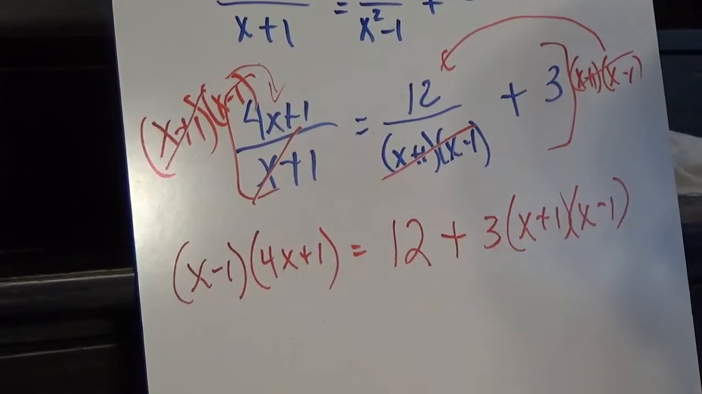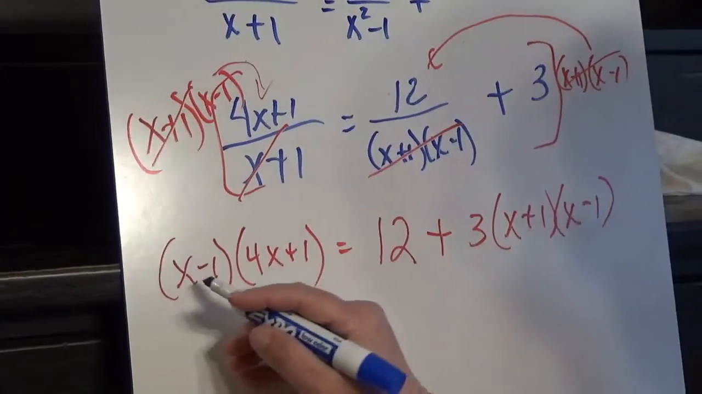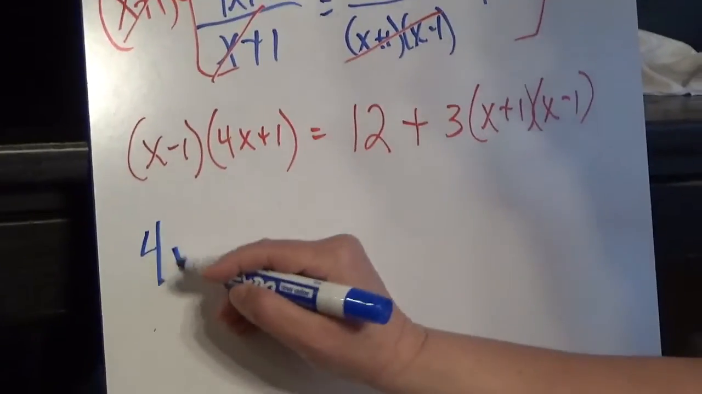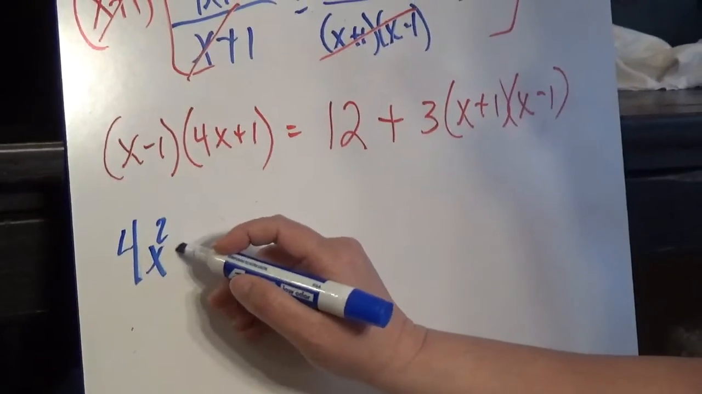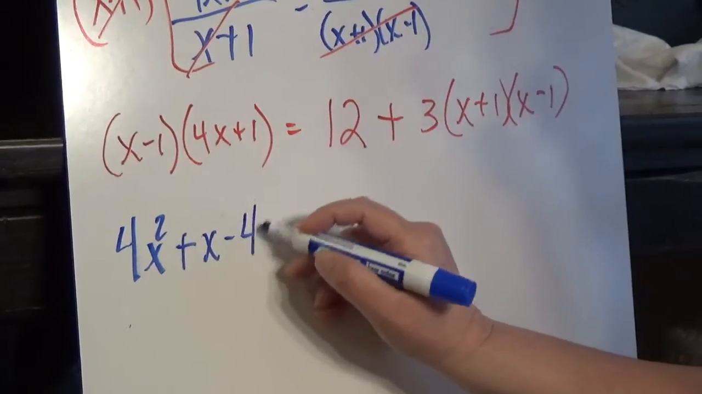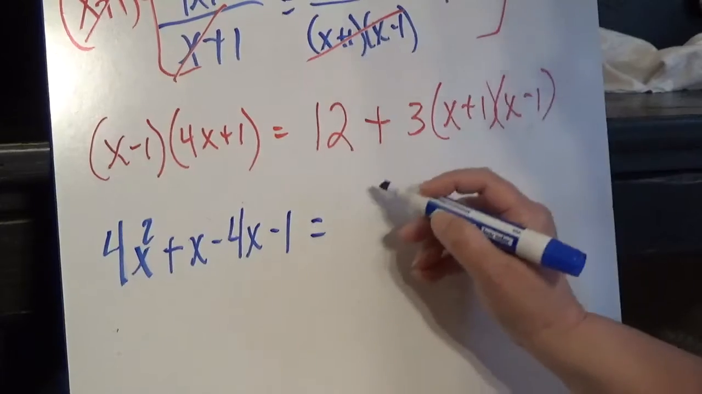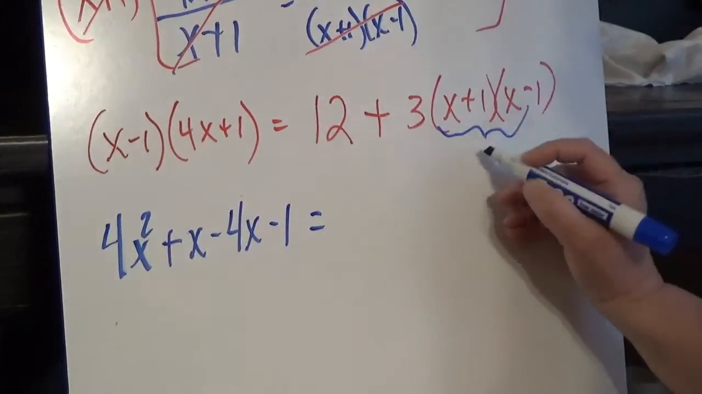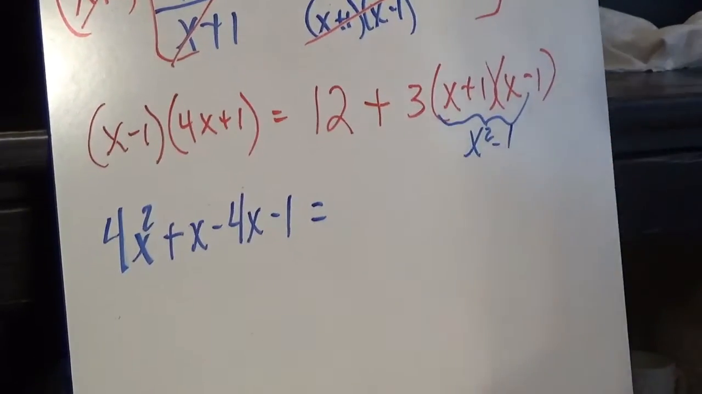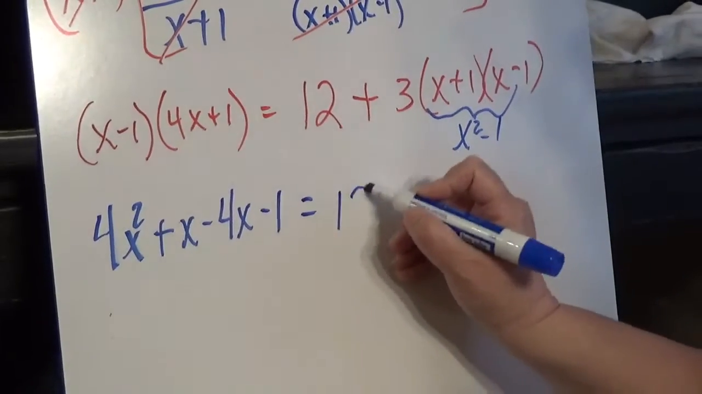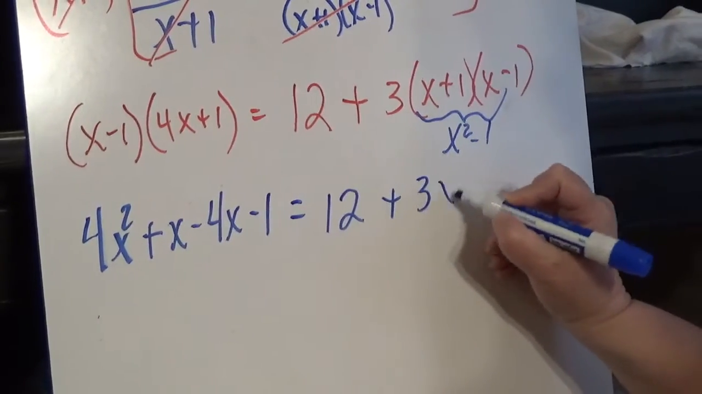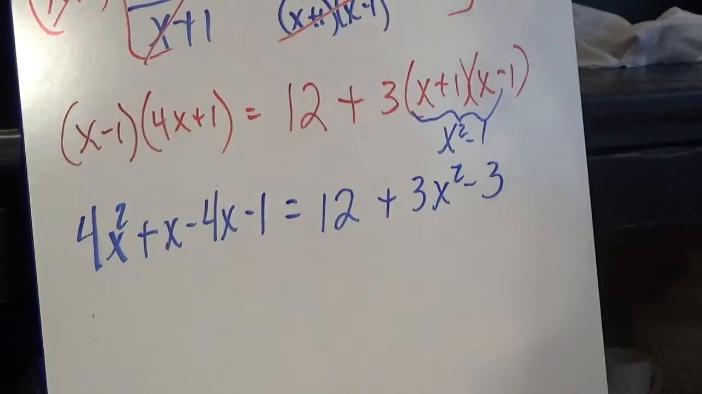So now I've got a little bit of work to do to clean this up. So I'm going to start by multiplying this out. 4x squared plus x minus 4x minus 1. And then I'm going to go ahead and clean this up. I know that that's x squared minus 1. So I have 12 plus 3x squared minus 3.